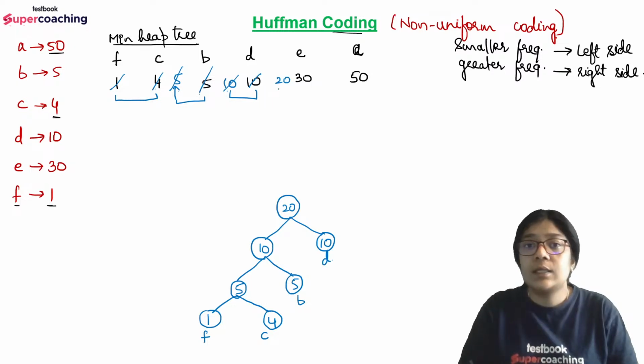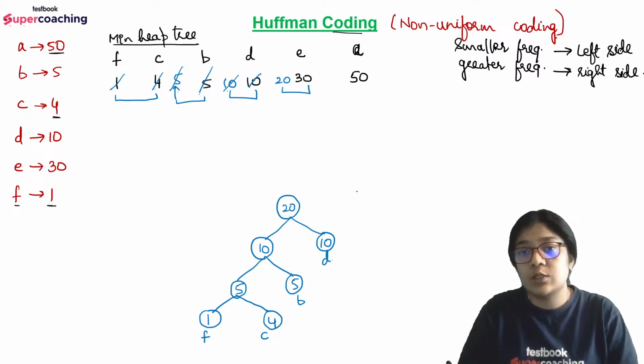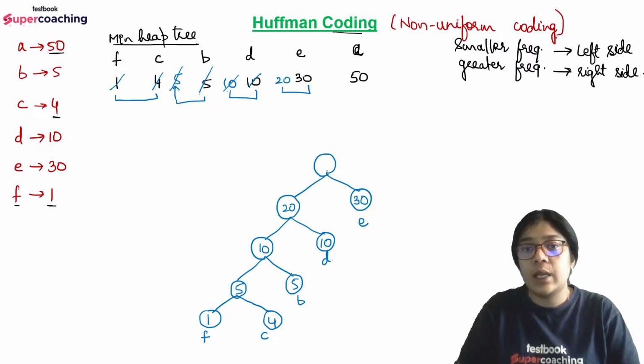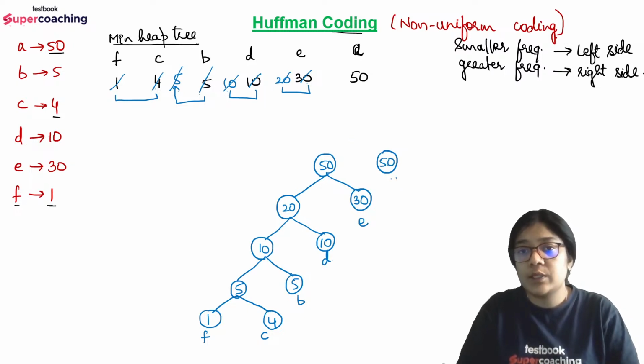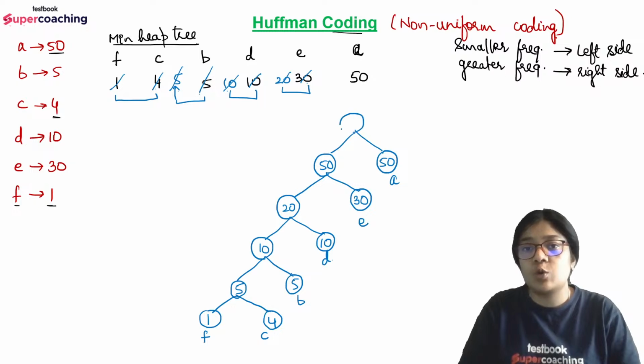Take the next two minimums, 20 and 30. 30 is greater, so we'll be keeping that on the right hand side. This is the frequency of E. Merge it up. Here we get 50. Next minimum is 50, so 50 will be kept here. This is the frequency of A. And total comes out to be 100.